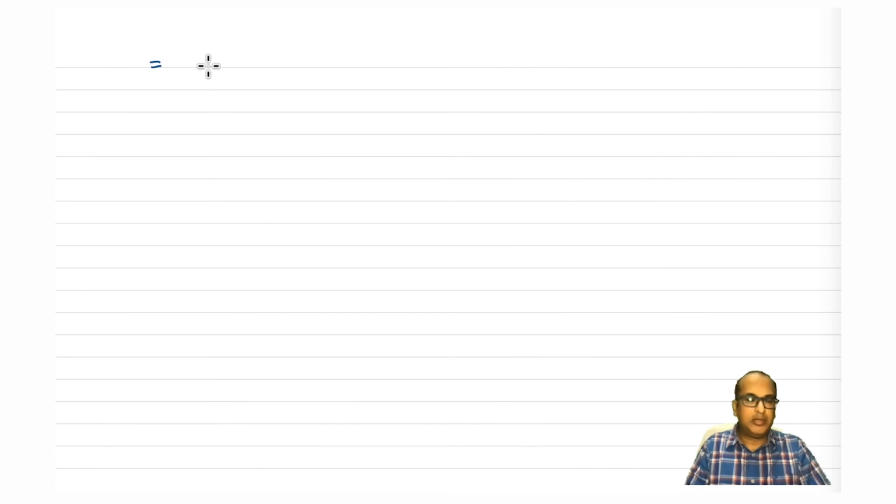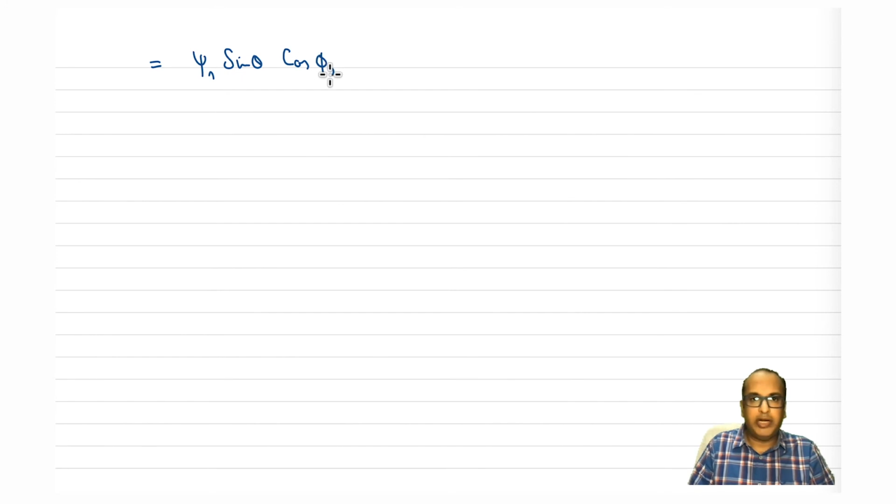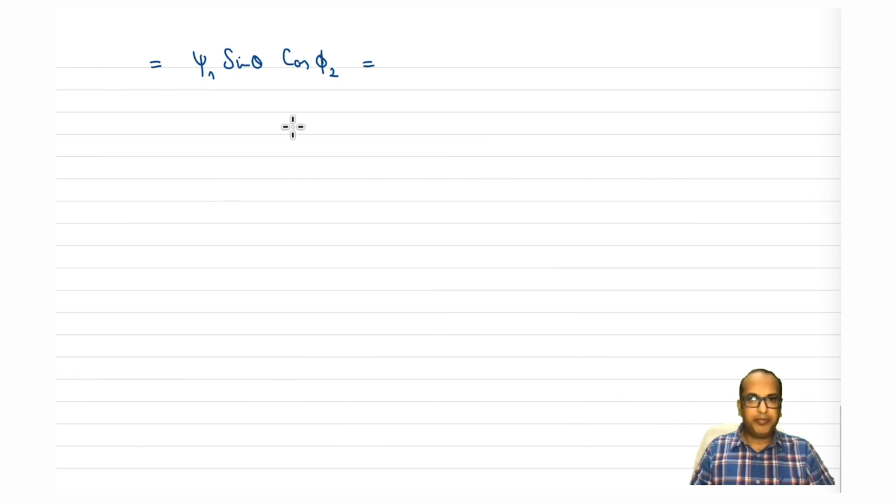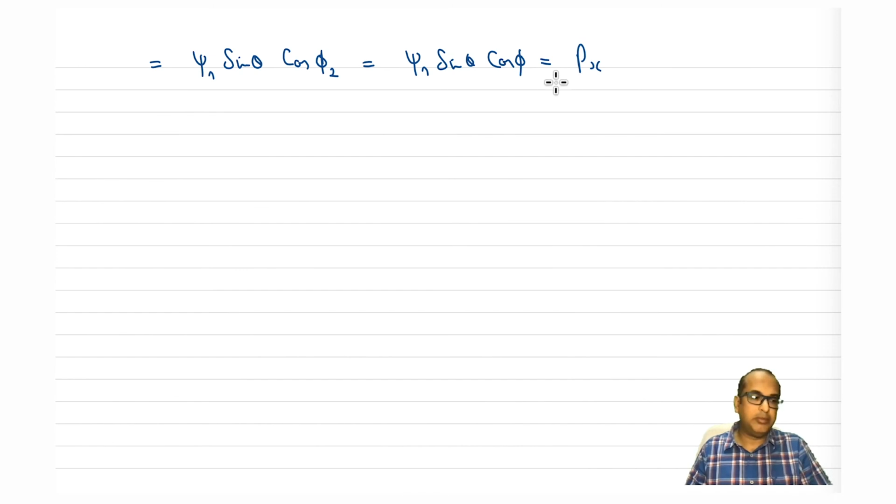So this gives us psi r does not change, and so is sine theta, that also does not change, and we have cos phi 2, right? Now cos phi 2, when we did sigma xz on cos phi 2, it remained the same, so I can write it as psi r sine theta cos phi, which is nothing but px, right? So px remained as px.